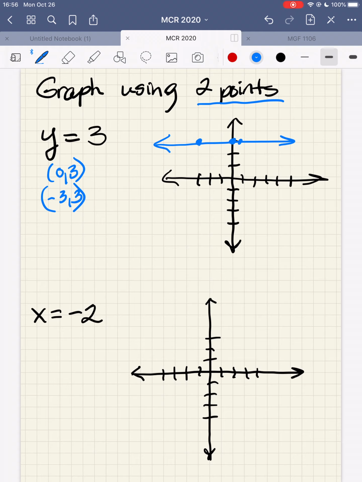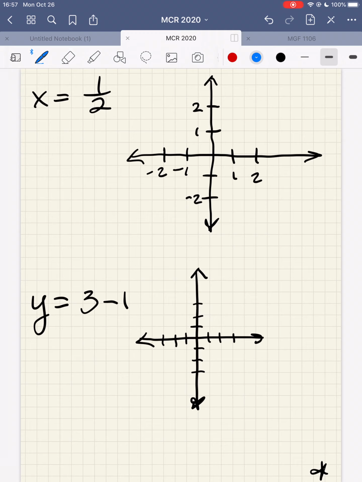All right. Looking at x is equal to negative 2. Again, it's natural to go for that intercept, negative 2. And then as long as x is negative 2, y can be anything. So I'm going to say, okay, negative 2, negative 4. I'm going to go down here, draw my line, and I'm done. As long as you have 2 points, you're good to go.